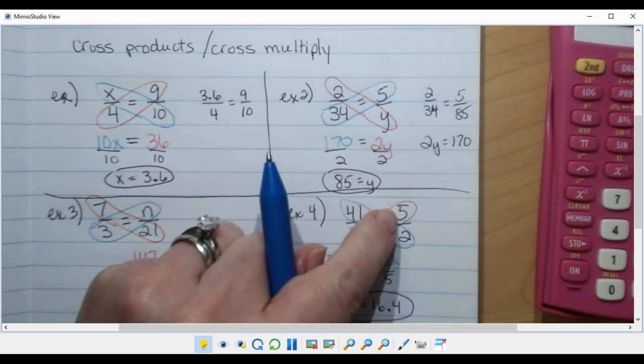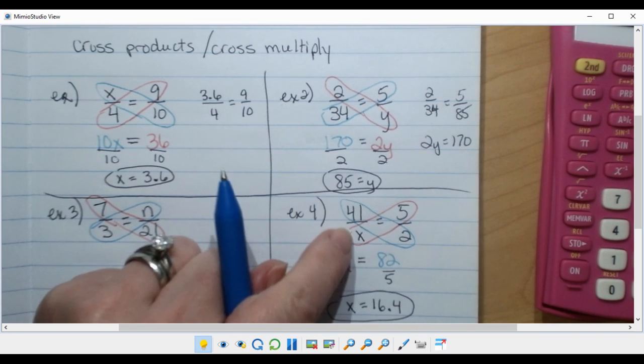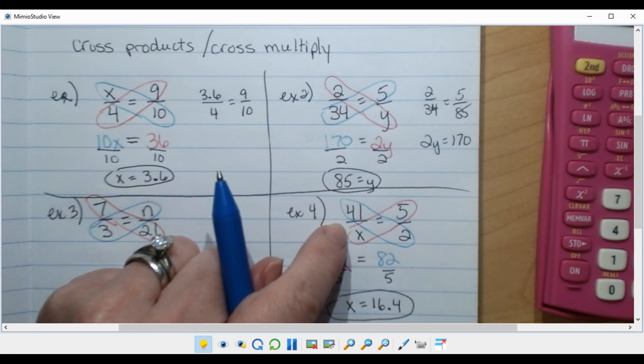Double check. This would be improper. If I put the 16 here, this would also be improper. So we're good.